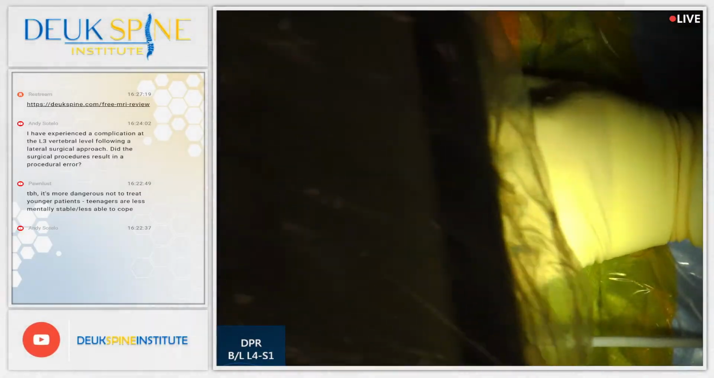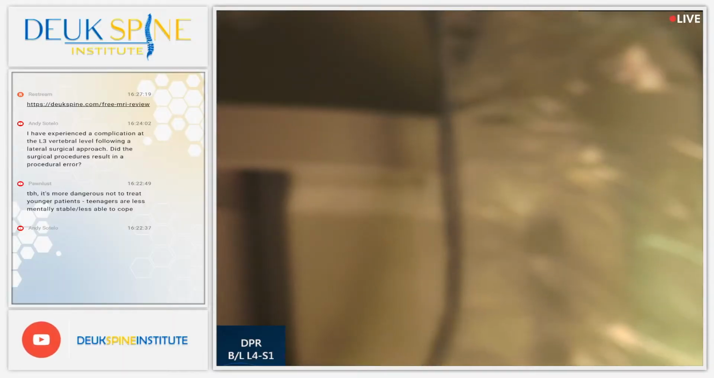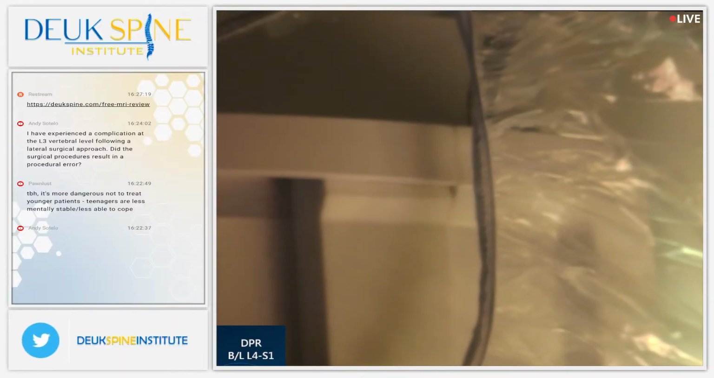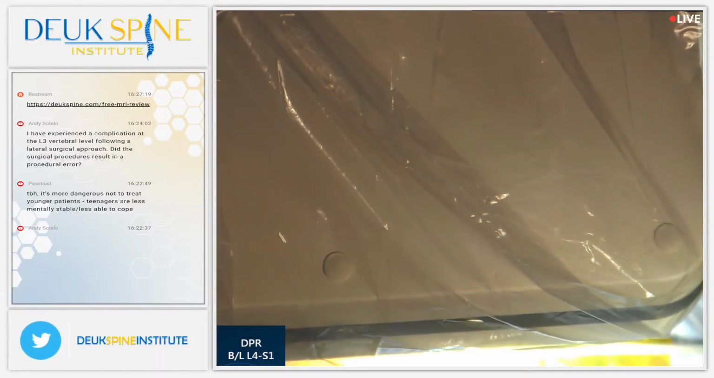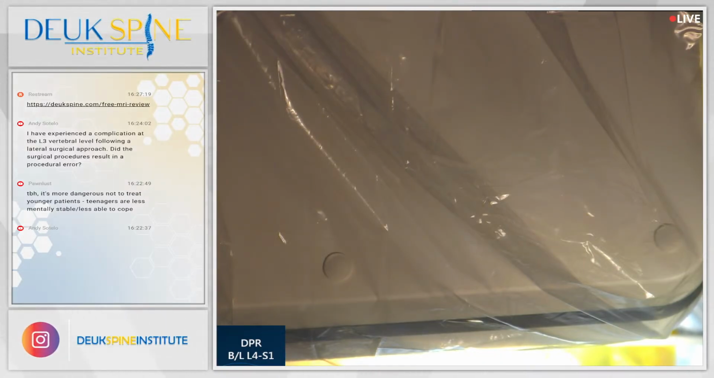All right. Thanks, everybody. We'll be back in a minute with our facet Duke plasma rhizotomy lumbar, L4-5, L5-S1 bilateral, and then we'll move on to the last part of the surgery, which is the cervical facets in this patient who traveled all the way here from Kansas.